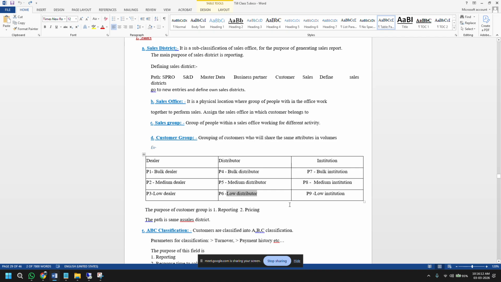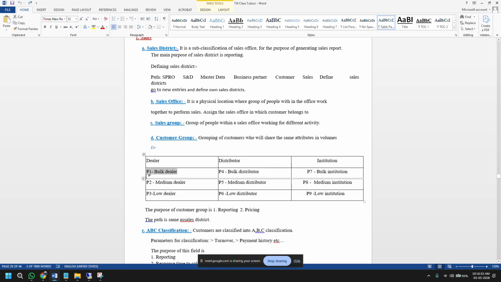Mostly these consultants use this field for pricing. Let's say it's a bulk customer. Generally, in the real world also, if someone is buying a huge quantity, then they get some sort of discount. So you can maintain the pricing at the customer group level.